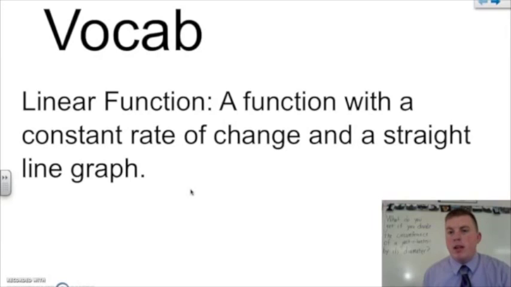So before we move on any further, please make sure you have that copied down into your glossary. Pause the video if you need to. And now we can go ahead and move into our notes for the day.